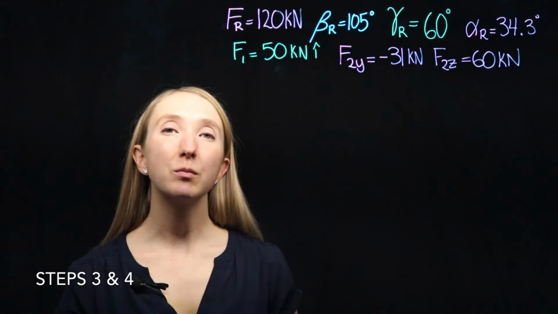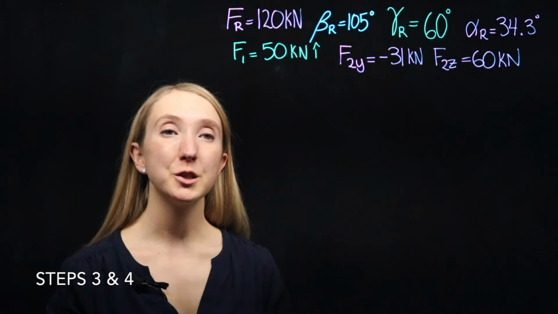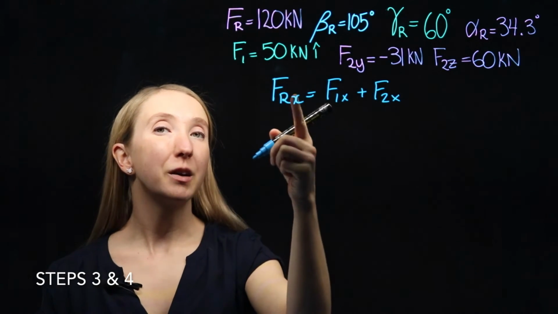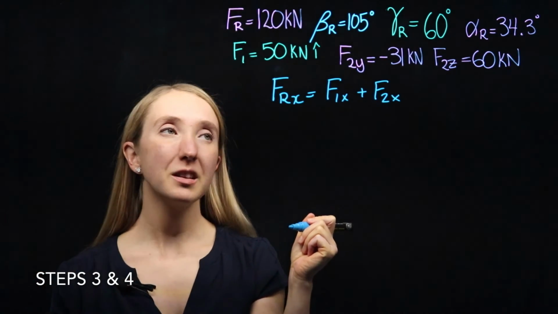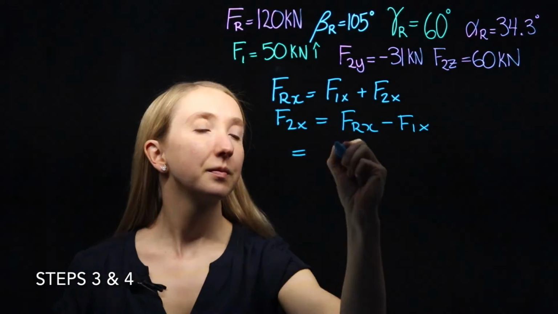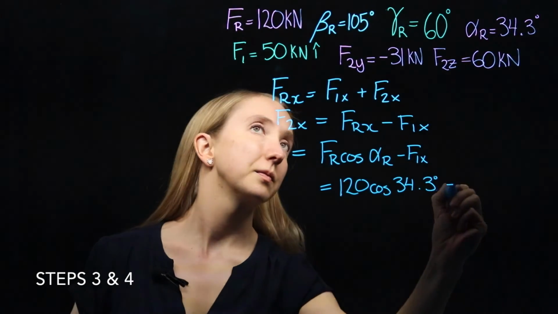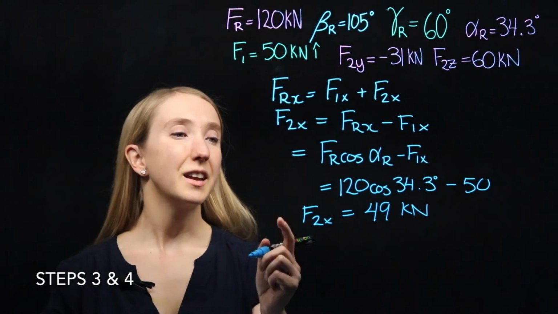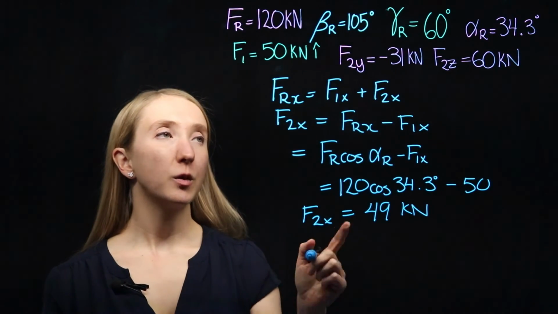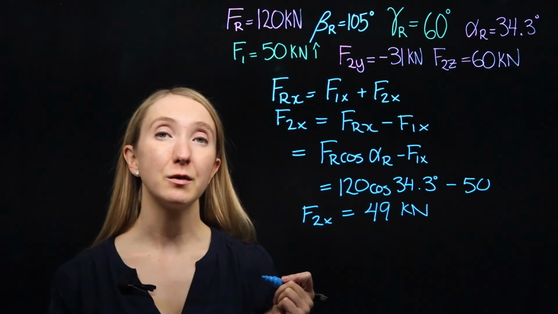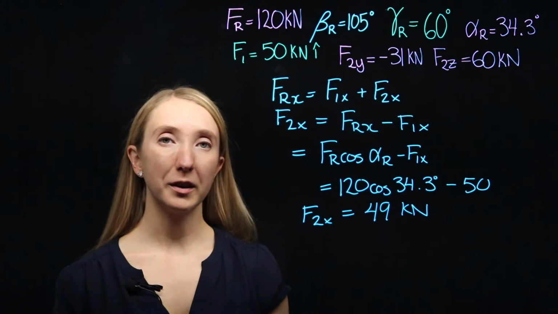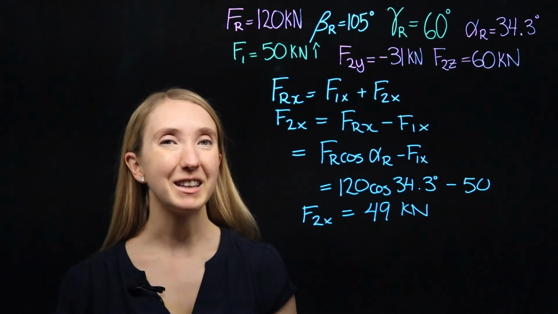With alpha, we're able to solve for the x component of F2 because the x component of our resultant would be equal to the summation of the x components of F1 and F2. We get that F2x is equal to 49 kilonewtons. At this point, we have all three of our components of F2, which means we have everything we need to solve for all of its coordinate direction angles and its magnitude.